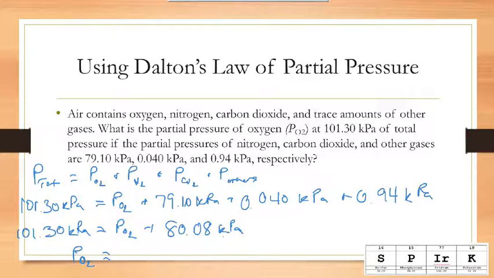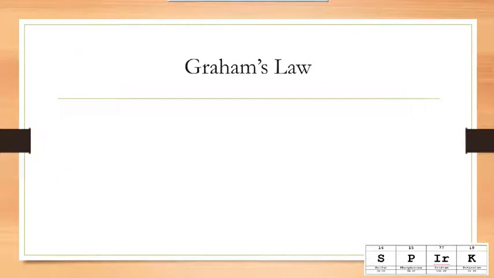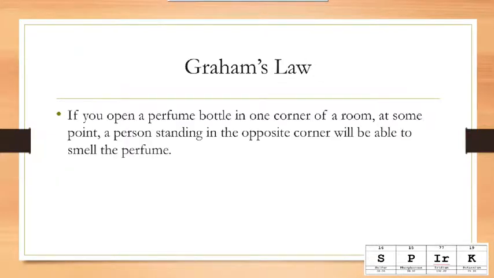And that gives us a value of 21.22 kilopascals. So the partial pressure of oxygen is 21.22 kilopascals. So now we're going to move on to Graham's law.